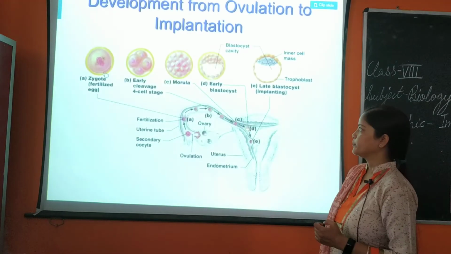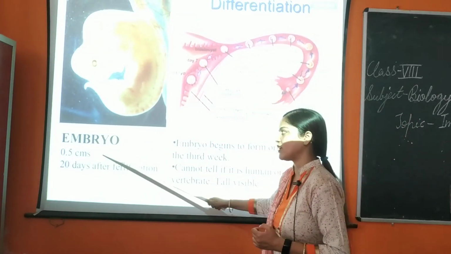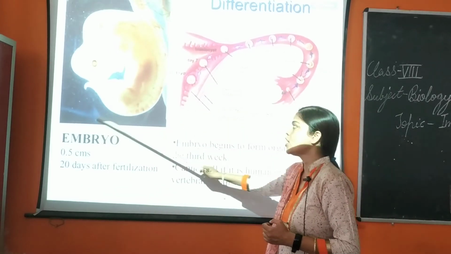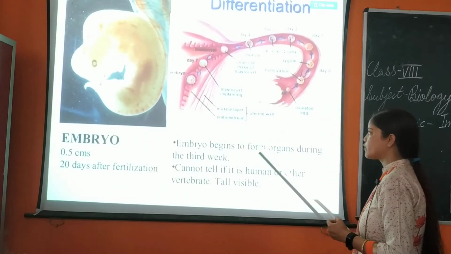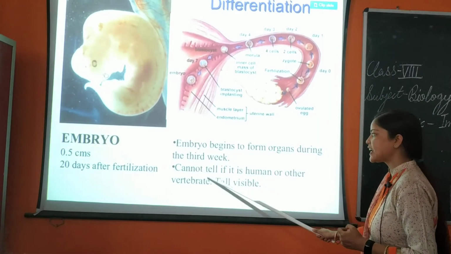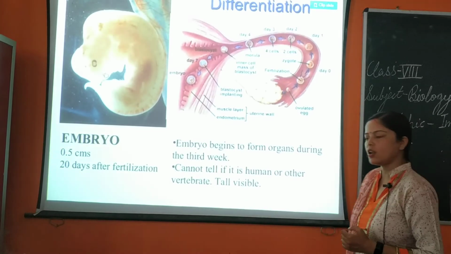Okay. Now differentiation, embryo 0.5 centimeters, 20 days after fertilization. It is seen in this way. Embryo begins to form organs during the 3rd week. Cannot tell if it is human or other vertebrate.